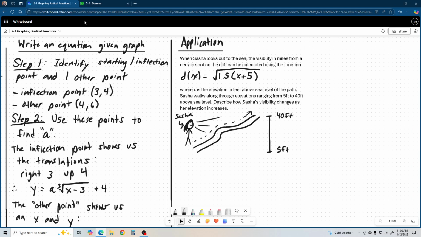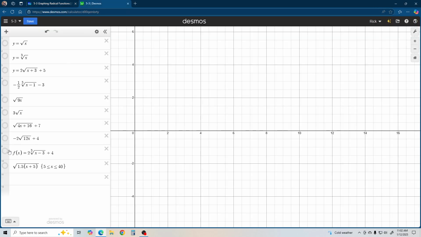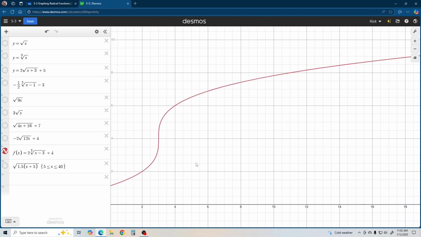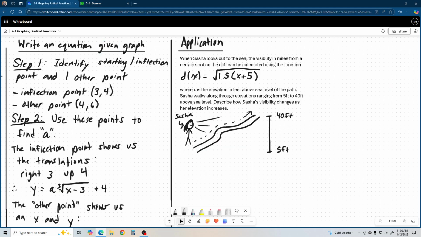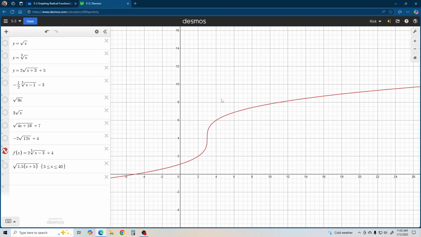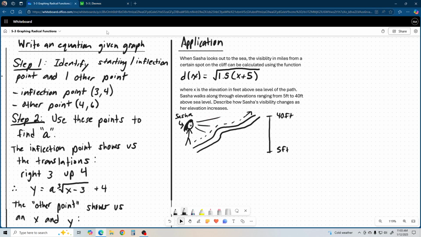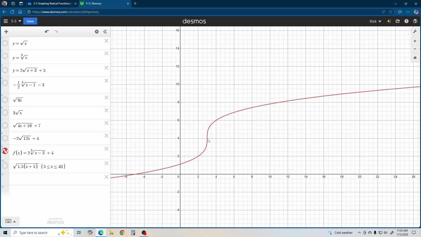Okay, so I'm going to give you a graph here. Okay, so if we're looking at this function here, I'll back out a little bit. If we're looking at this function and we're trying to identify the graph, then we have to identify the starting point, slash inflection point. In this case, if we look at our graph, it's a third degree function, so we're going to have an inflection point, right? So we have to identify our inflection point, and then we want to identify one other point, okay? So in this case, our inflection point is 3, 4, right?